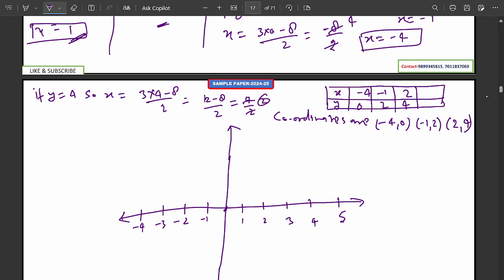This is the origin. Because the distance between all the intervals is not equal according to the ruler or according to the graph, it will be a rough graph. It will not be exact, so you can understand this.